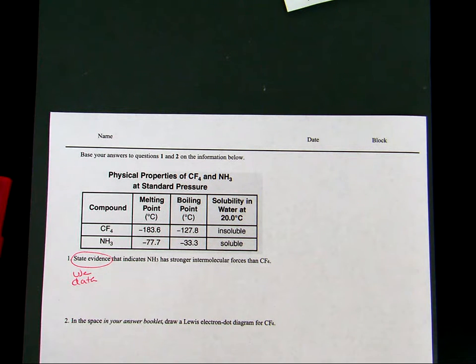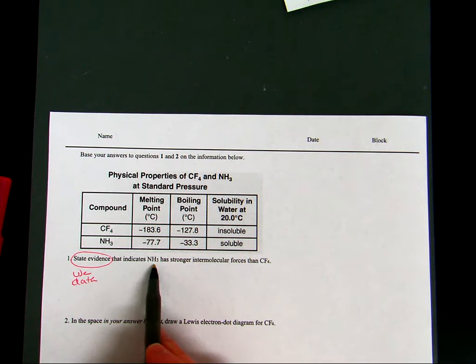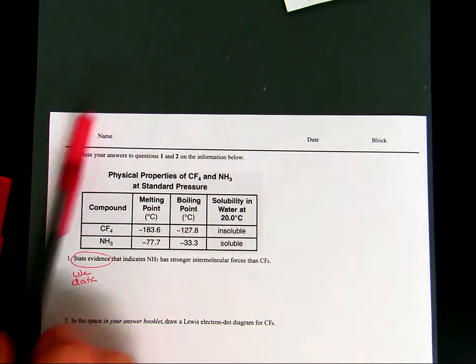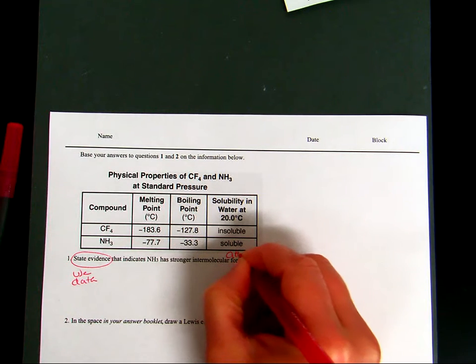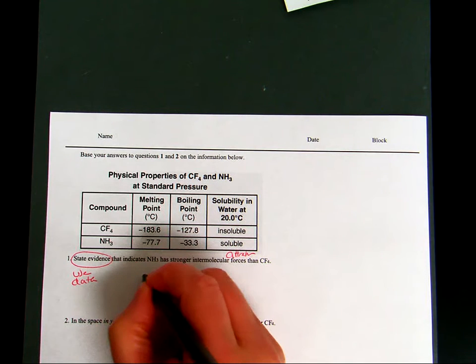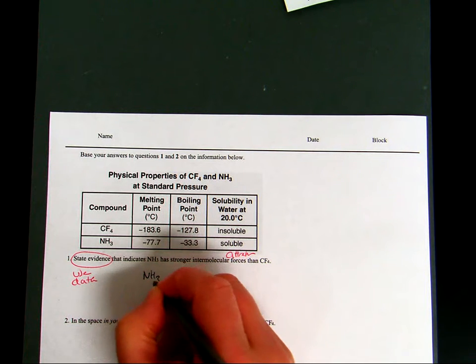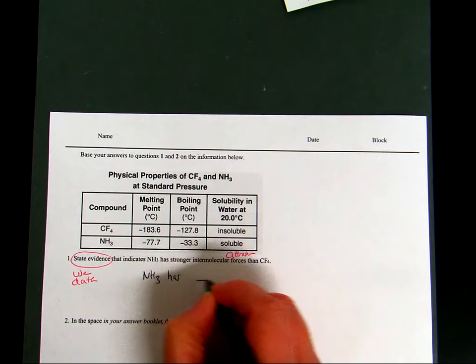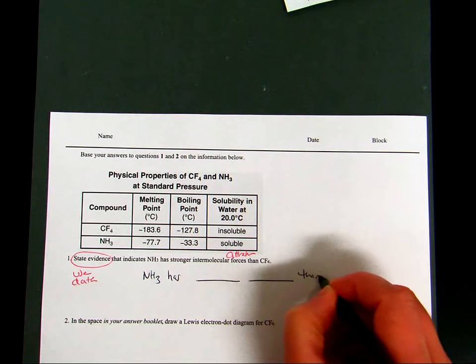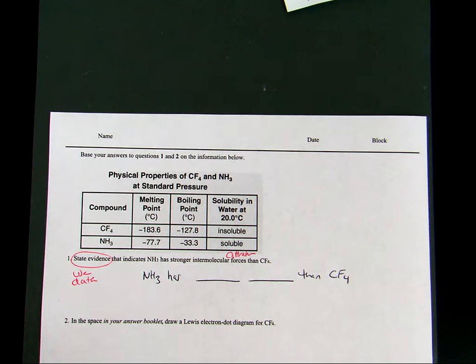So we need to make a comparison. So explain why we know, based on the data provided, if NH3 has stronger intermolecular forces, or we could use the word attractions, than CF4. So I'm going to set myself up. So NH3 has a blank then CF4. Okay? So I got to look at the data.